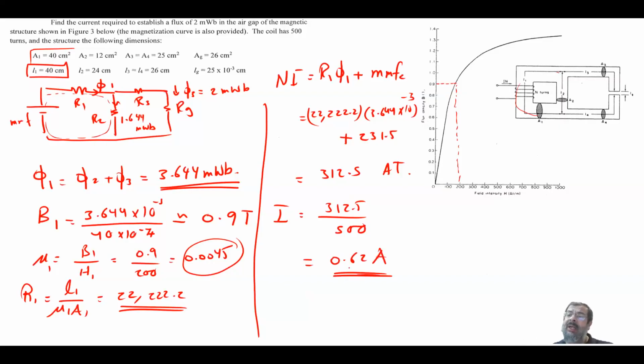And this is the current. So the mistake that I made was that I assumed that mu is constant for all the branches, and you can see here that mu actually is not constant.